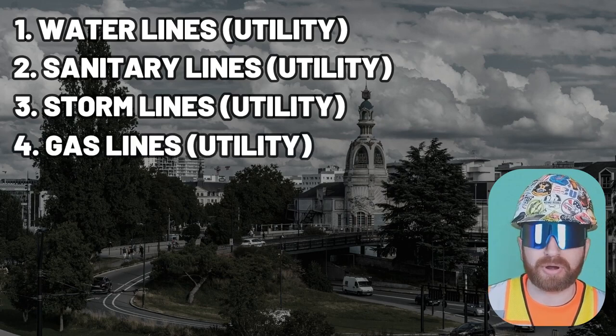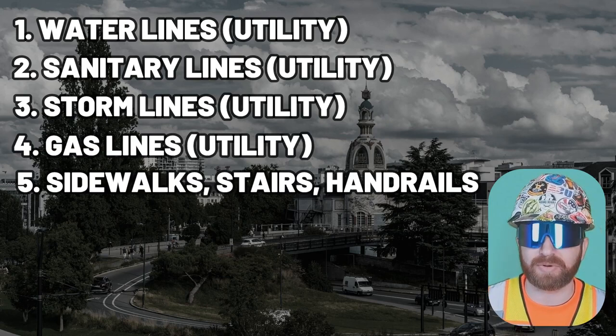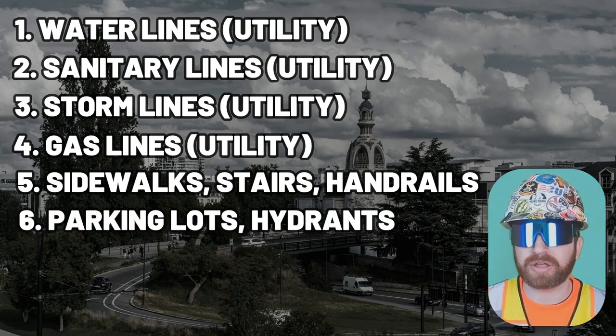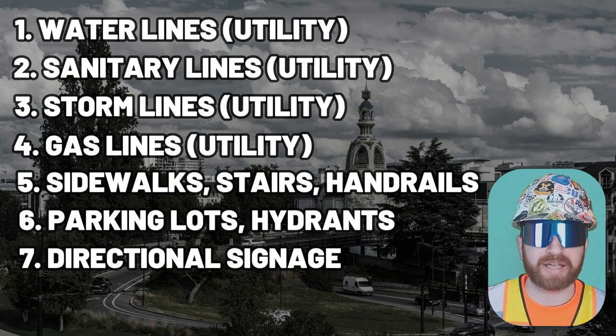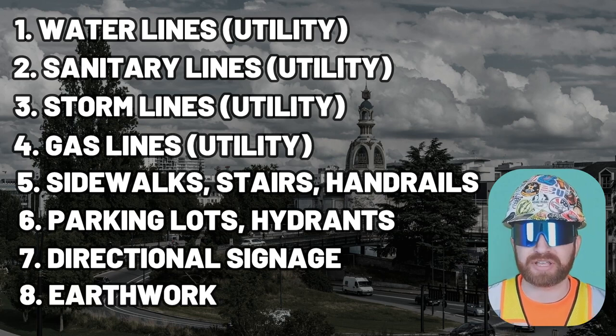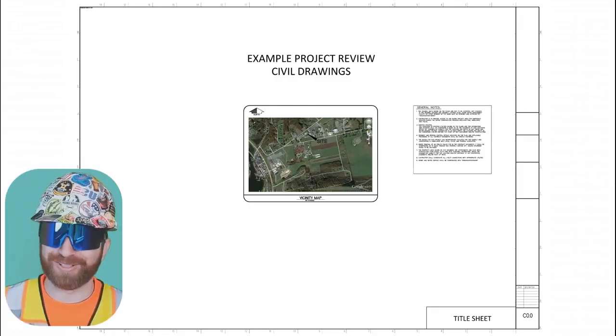It's gas or other process piping depending on the building. It's sidewalks, concrete stairs, handrails that connect to the community. It's parking lots, it's fire hydrants, it's directional signage such as one-way or stop signs. It's the grading of the land, which is essentially the topography that takes shape and everything is built on top of. So yeah, let's get into it.